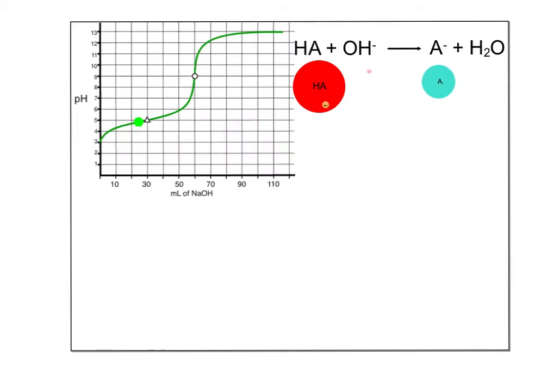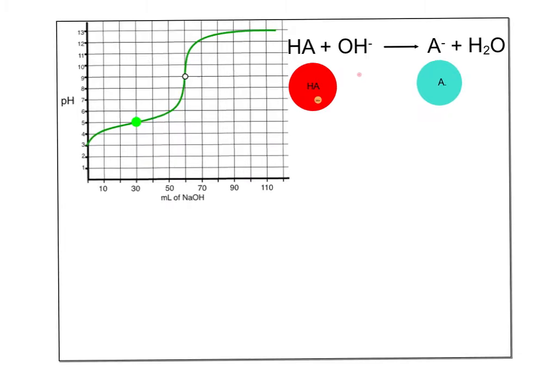Same thing. So we're starting to get closer and closer to the point where maybe we have some conflicting things here. We have a good amount of HA, and we have now a decent amount of that conjugate base A minus. And so now we are at this special point. It's marked with a triangle on your graph, okay? And this is a very special point that we're going to focus on.